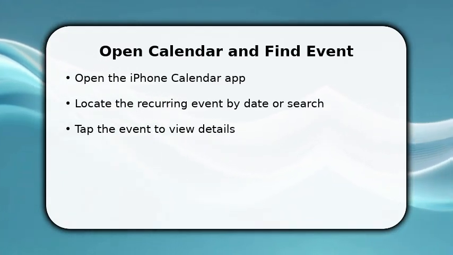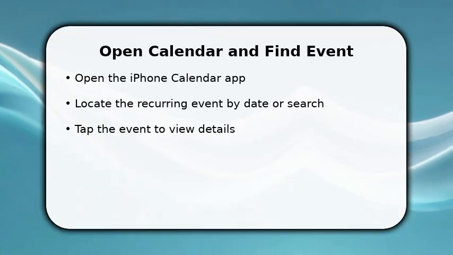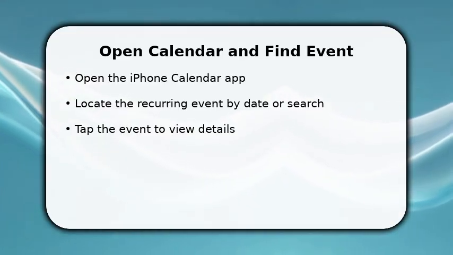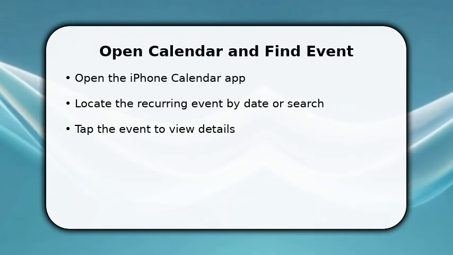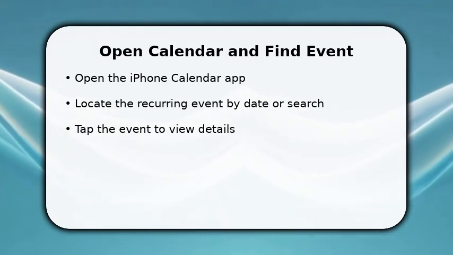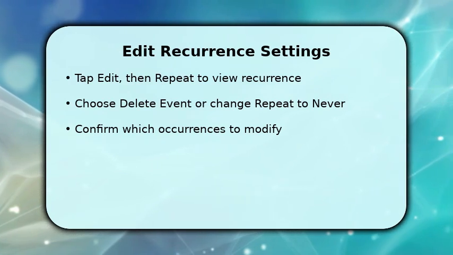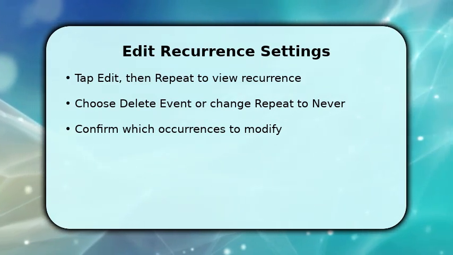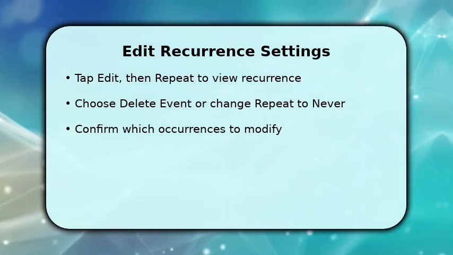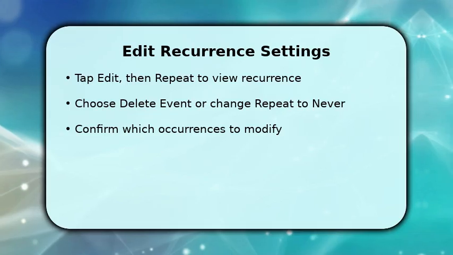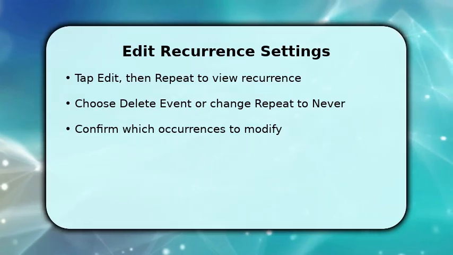If the event is in a shared calendar, note that permissions may affect changes. Once done, tap Edit in the top right to access the recurrence and deletion options. Now, under Edit, scroll to repeat and open the recurrence details so you can stop the repeating rule. If you prefer to remove the whole series, press Delete Event instead of changing Repeat to Never.